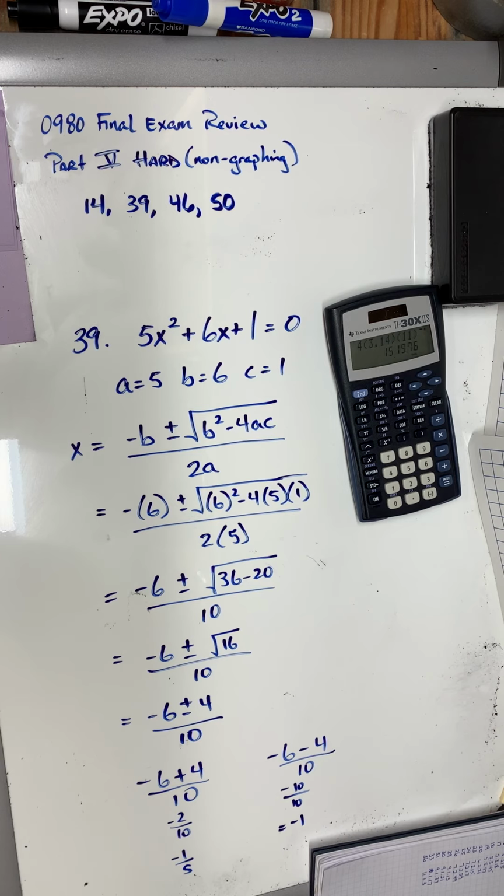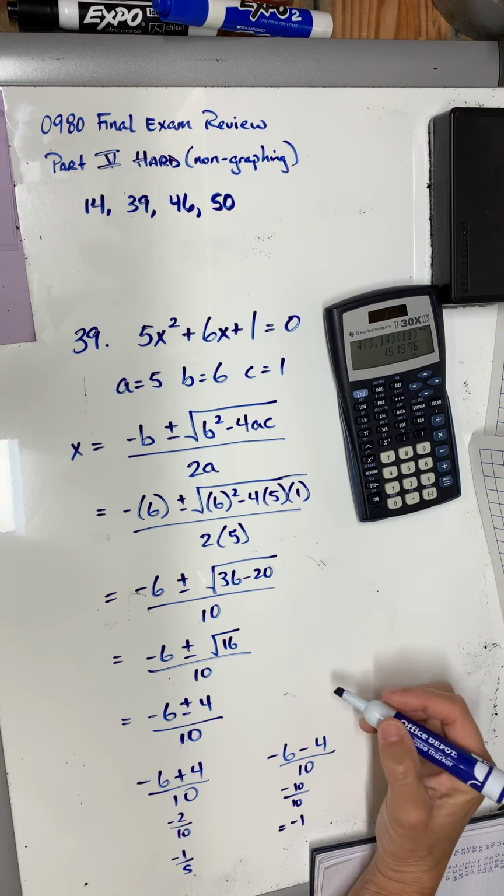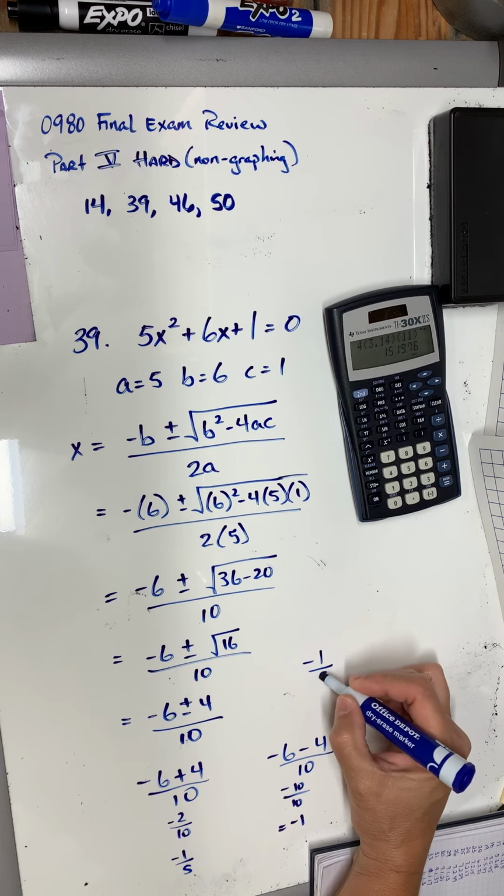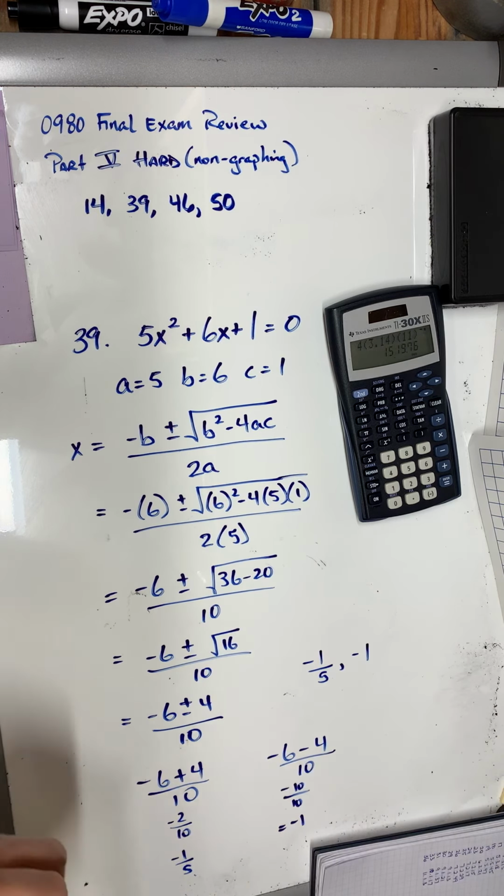So that's a long question. How would I write this in my answer space? I would write it like negative 1/5, comma, negative 1, because I have two answers split with a comma, no spacing, very technical. And that's why it's problematic.